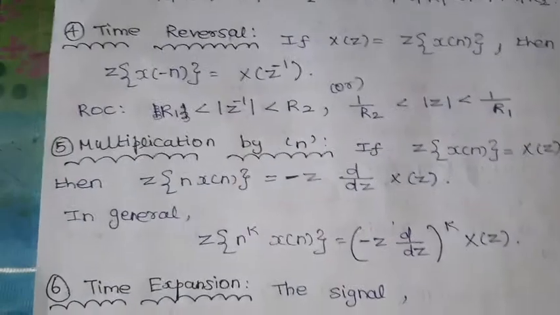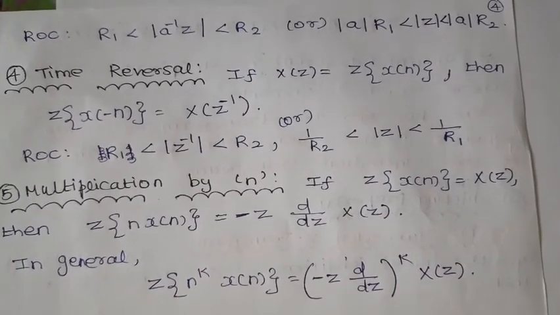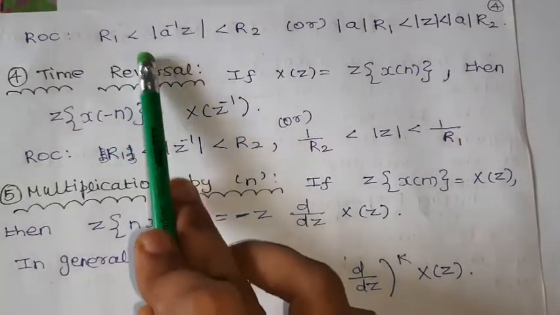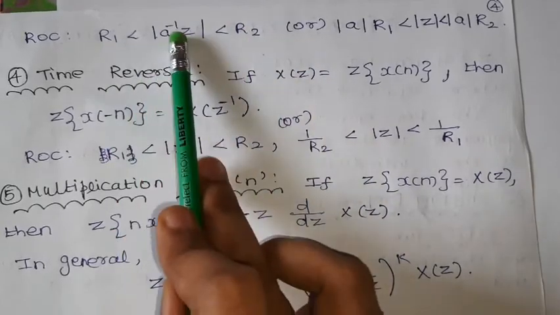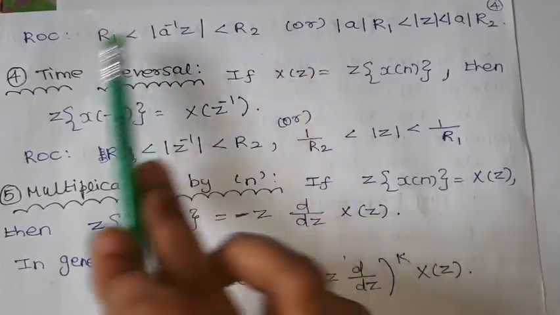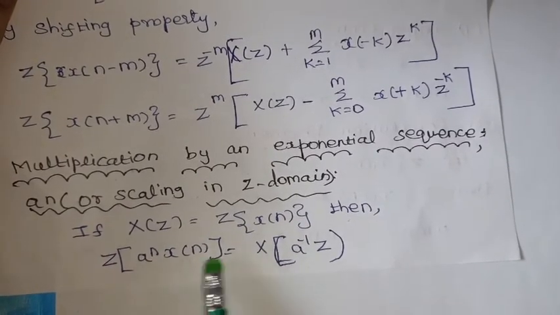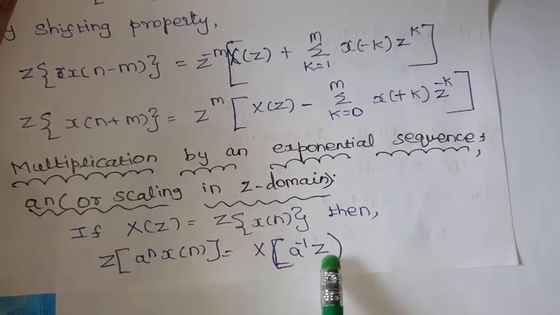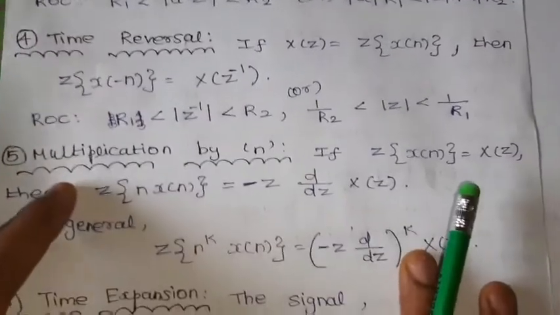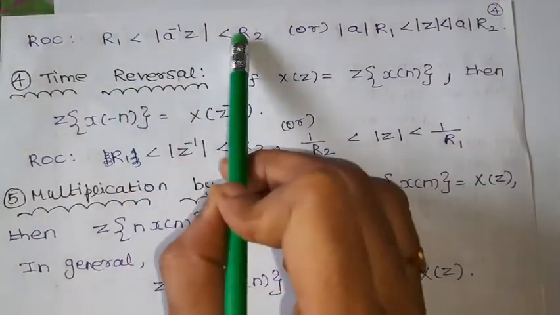Next, the ROC of multiplication by an exponential sequence is R1 less than modulus of a inverse z less than R2. The ROC is between R1 and R2 for a inverse z, because when we take the Z transform of this sequence we get X of a inverse z. So the ROC will be in between R1 and R2.